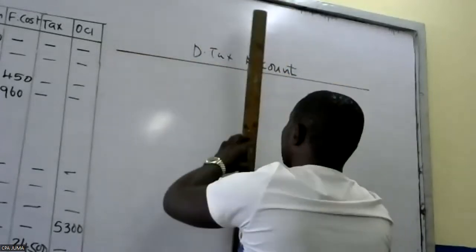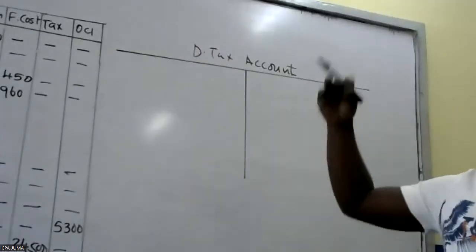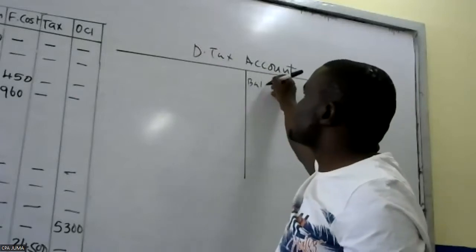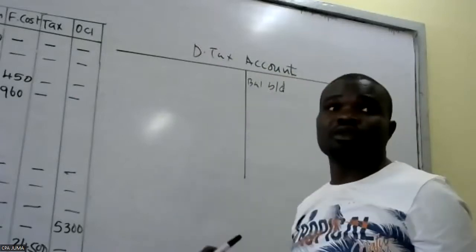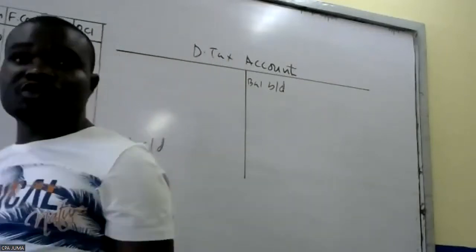For the deferred tax account, we want to check the changes. The changes is what goes to P&L. So how will you know the change? You check the balance brought down vis-a-vis the balance carried down. The difference is what goes to the P&L.